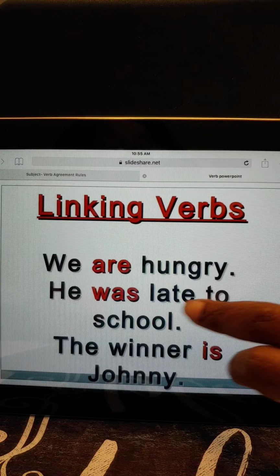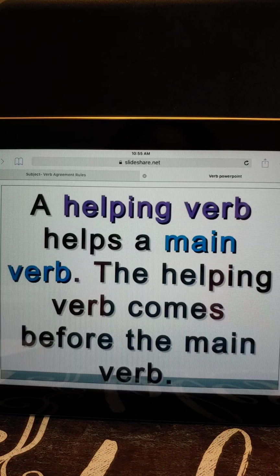Okay. All right. A helping verb. It helps a main verb. Keep in mind when I talked about skipping, jumping, playing, those are considered main verbs. Okay. So a helping verb helps a main verb. The helping verb comes before the main verb. Okay.